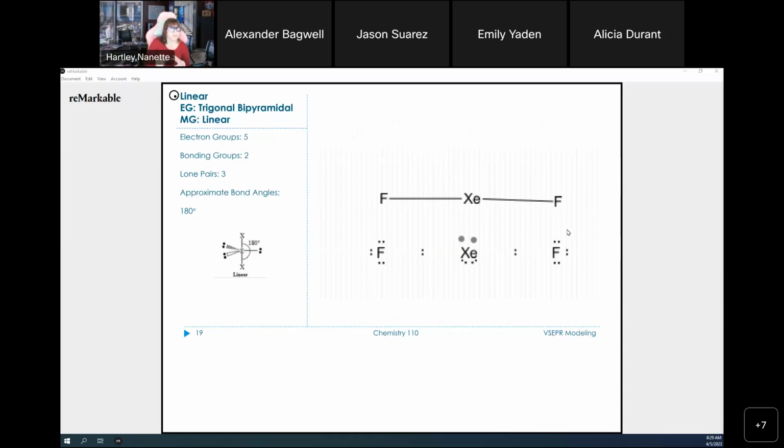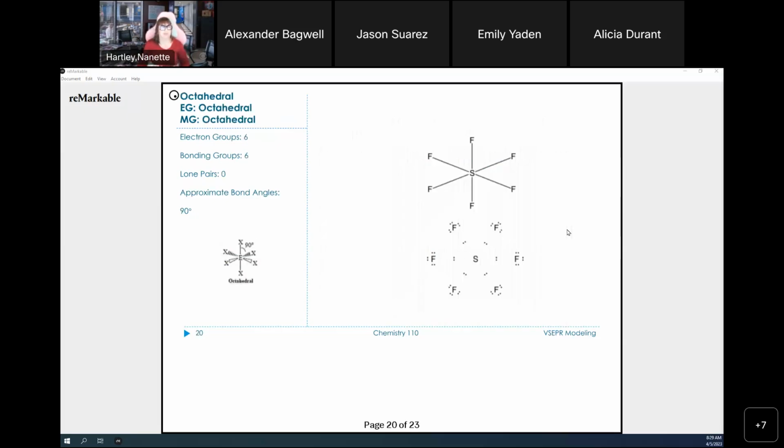Okay, we can get to linear from a couple of different places, so you may need to pay attention to what that electron geometry is. In all likelihood, you will get the question, what is the electron geometry? What is the molecular geometry? To see if you understand the difference between them. And that usually means that they're not all bonding groups, so that I can tell if you can tell the difference.